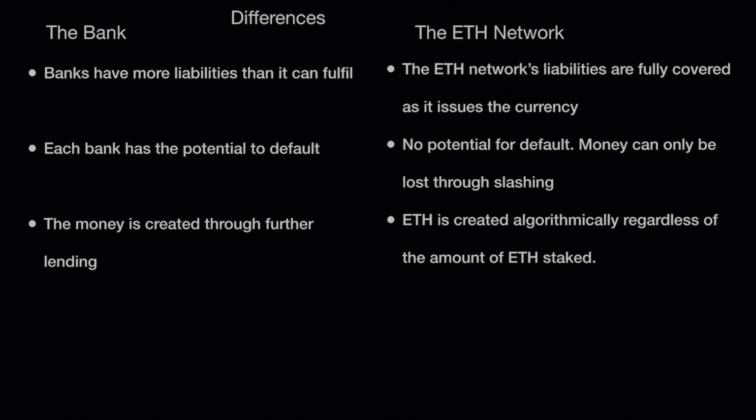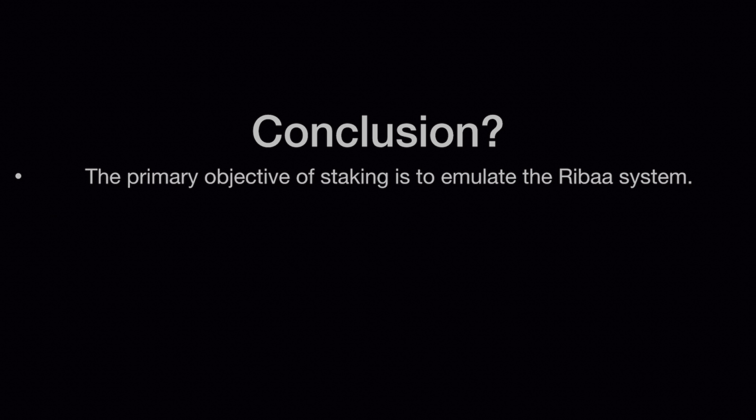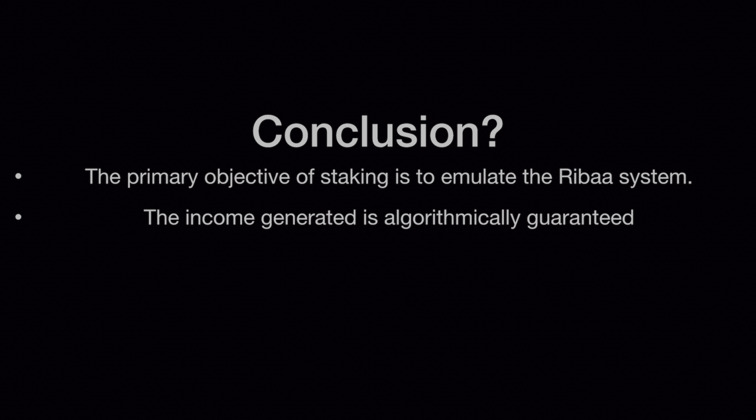Also, money is created through further lending, whereas Ethereum is algorithmically created regardless of the amount of stake. We kind of mentioned it before. There is a slight nuance difference, but I don't think it's a meaningful difference. So the conclusion, I believe, is that the primary objective of the Ethereum network is to emulate the banking system. Hence the wording, the phraseology, the model that they used when they made the system was banking. And hence why I talk about words like yield.